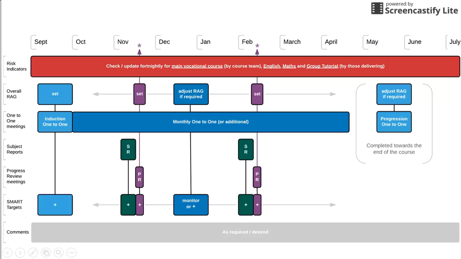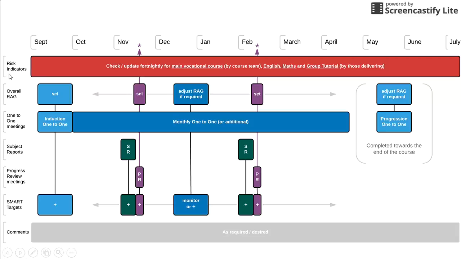Here's a picture which is an attempt to try and make sense of the features within ProMonitor. So what we've got here is the academic year, and remember we're using ProMonitor for the 16 to 19 programs of study at the moment.